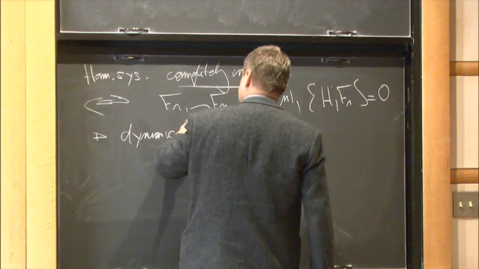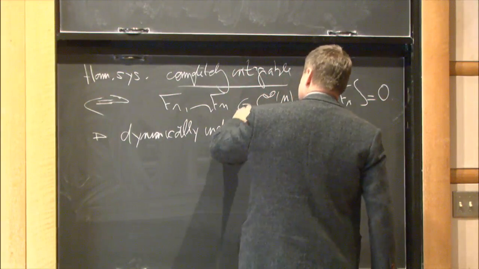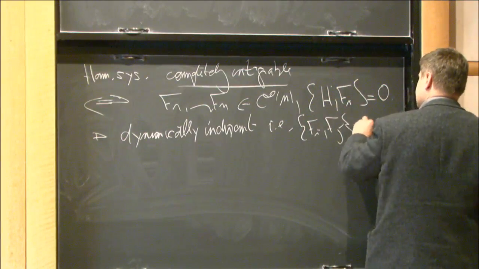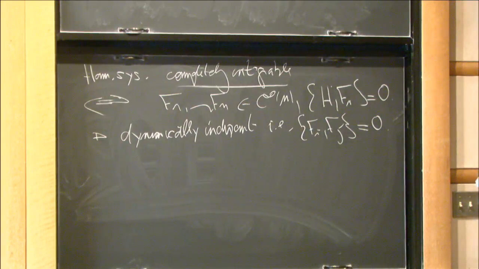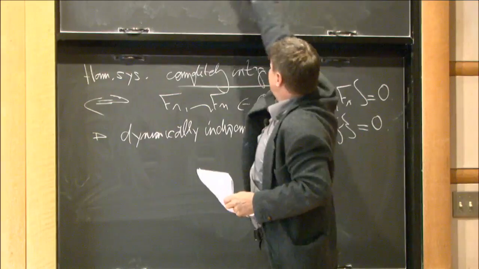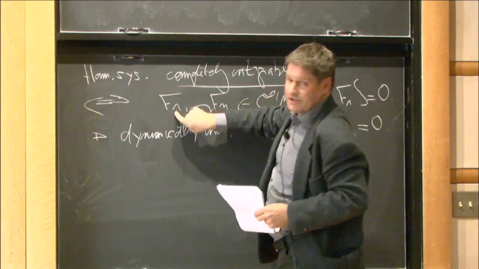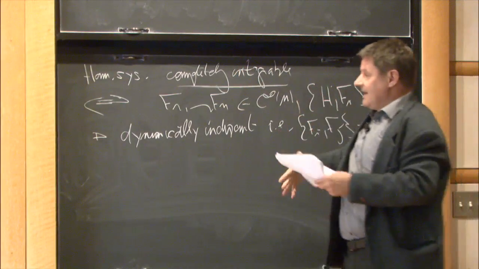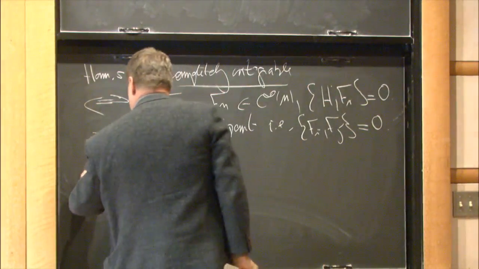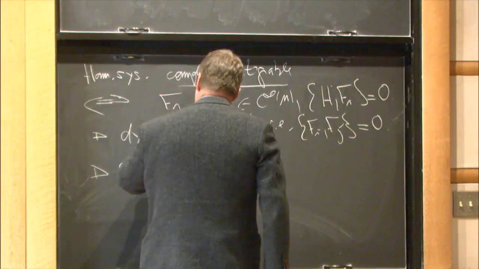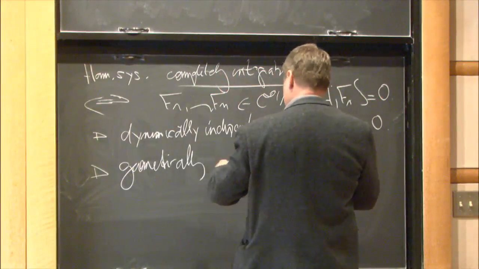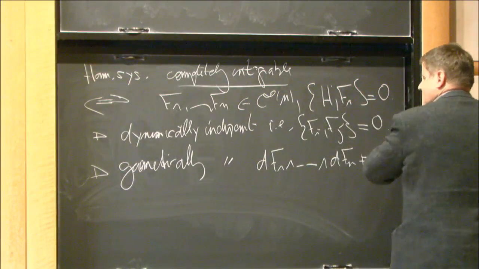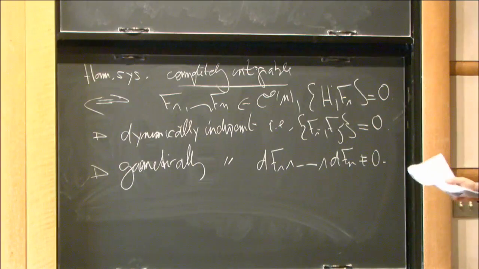they should be dynamically independent, which means all their pairwise Poisson brackets should vanish, which means that their associated flows, if we take those functions to generate a dynamical system, those flows would commute. So they generate an n-dimensional commuting system. And of course, they should also be in geometrically general position, geometrically independent, saying that their differentials vanish nowhere, at least on a part of our phase space.